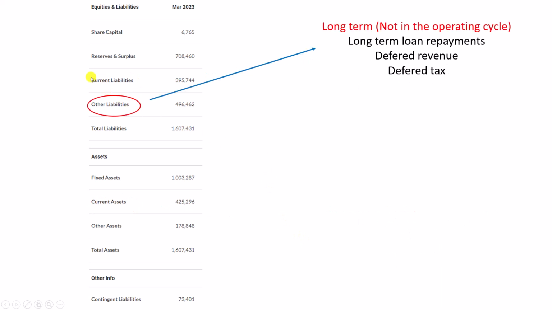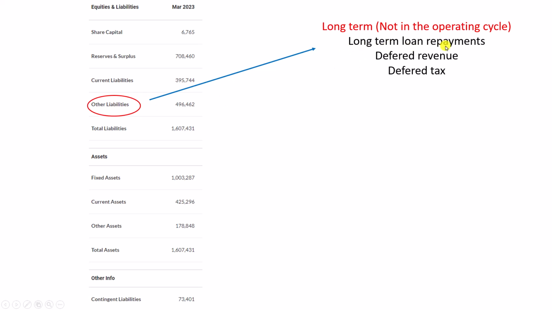Next, anything that doesn't come in current liabilities would be considered as other liabilities. Okay, now in other words, other liabilities are the ones which need not be paid by the company in the short term. Or in other words, long term liabilities are other liabilities. Okay, so this is how I can put it.